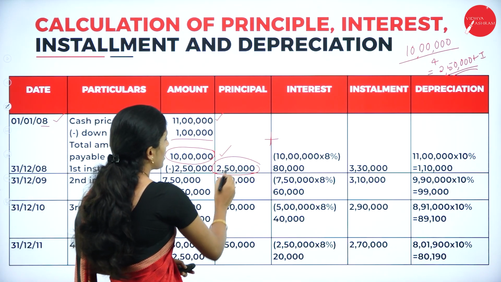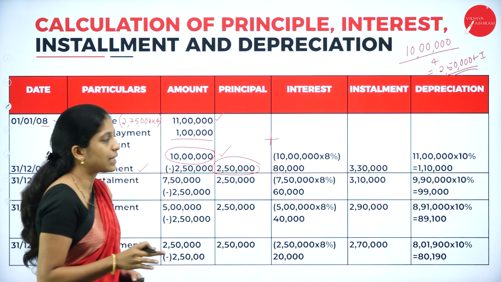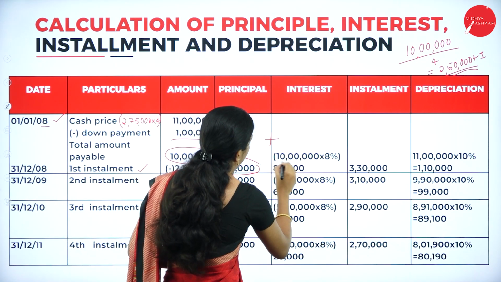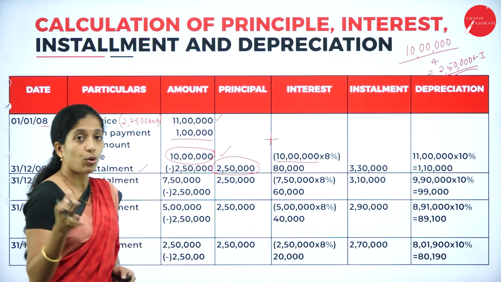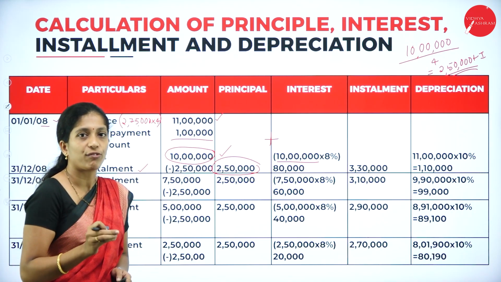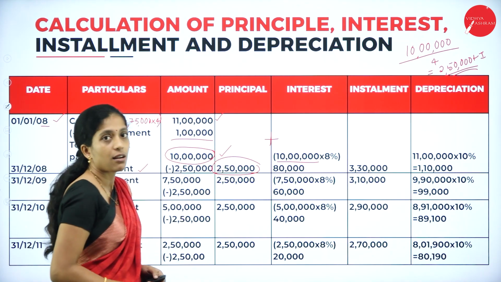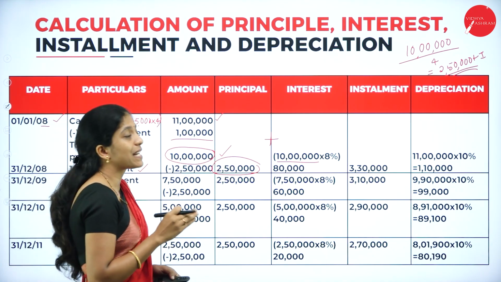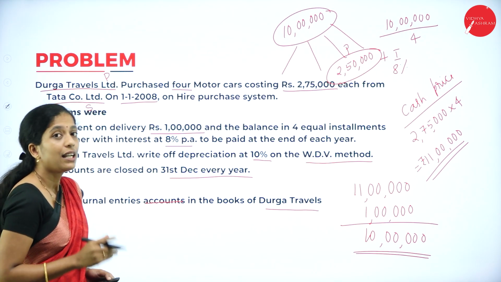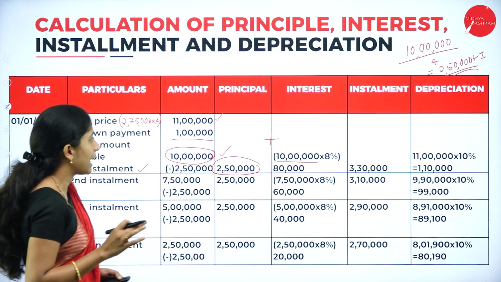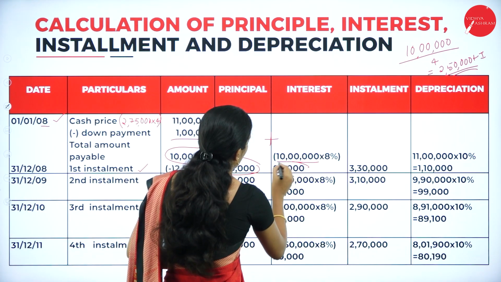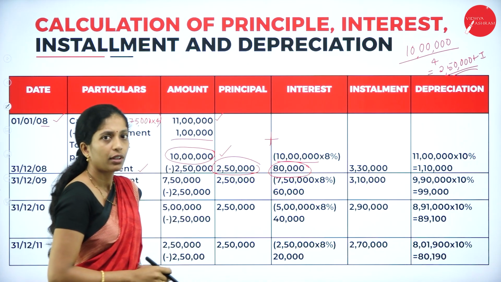Now, we know the principal amount is 2,50,000 plus interest. So the amount payable is how much? The total value is 11 lakh, but 1 lakh we have already paid in the form of down payment. The remaining amount is 10 lakh. Then what is the percentage of interest? That is 8%. So here interest has to be calculated at 8%. So 10 lakh is the amount payable, into 8%, so we'll get 80,000.